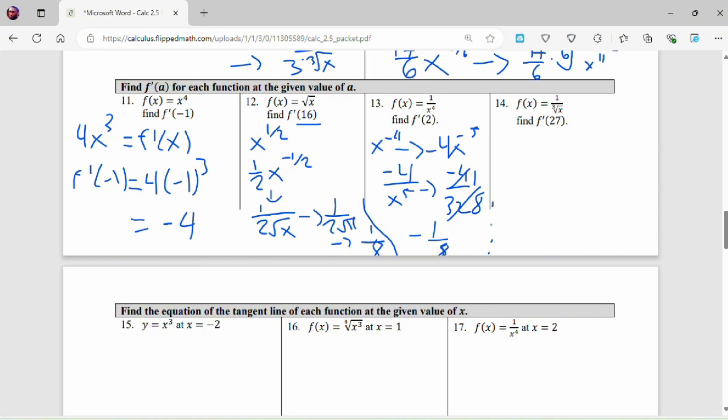Okay, last one. f of x equals 1 over cube root of x. Find f prime of 27. So again, we have something in the denominator. We do not have our function in x to the n. So how do we change that? Again, we have to do exponent manipulation.